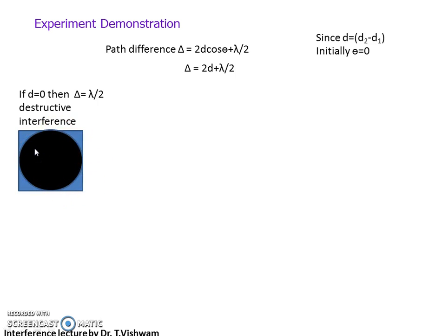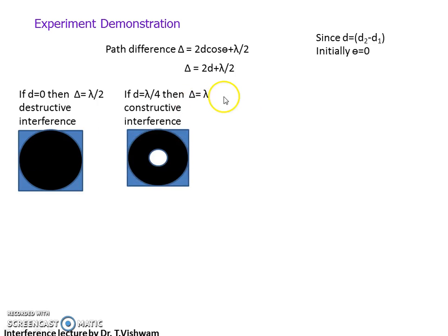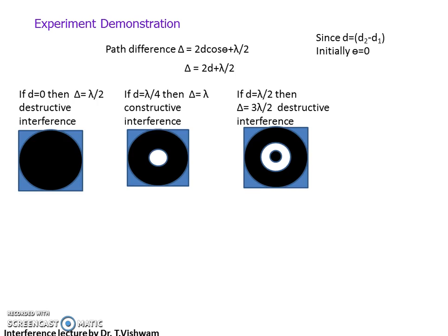Suppose I move the mirror by lambda by 4, then delta becomes lambda. So there is a condition for constructive interference. That means within the dark fringe, another white fringe originates. Suppose I move next by another lambda by 4. Lambda by 4 plus lambda by 4 becomes lambda by 2, so finally delta becomes 3 lambda by 2. Once again, we get destructive interference. That means within the white fringe, a dark one originates.